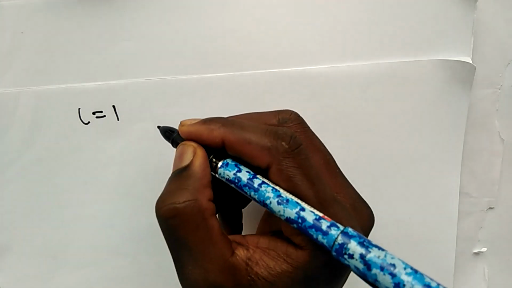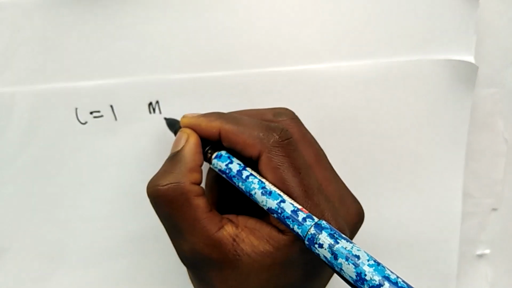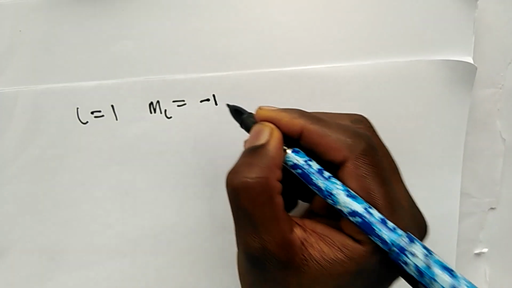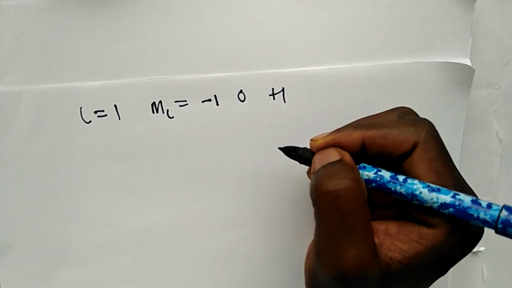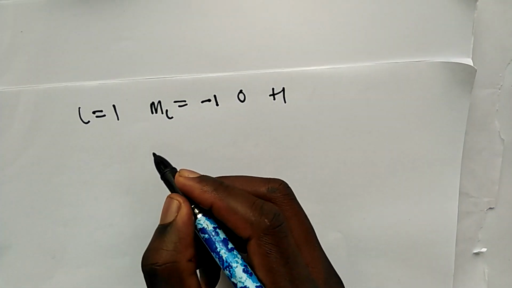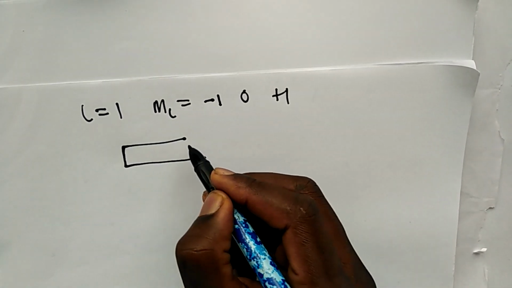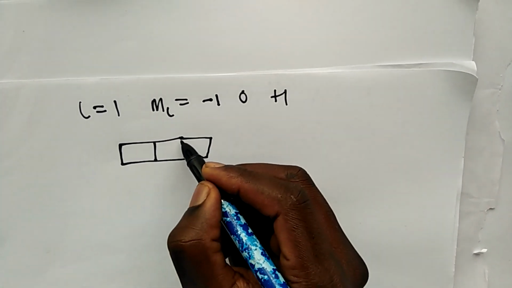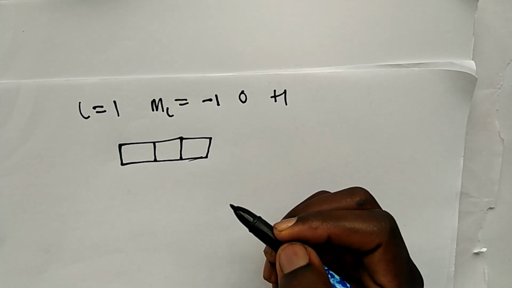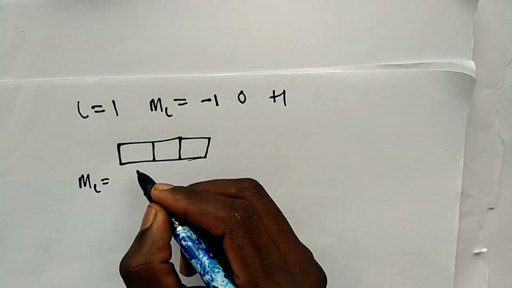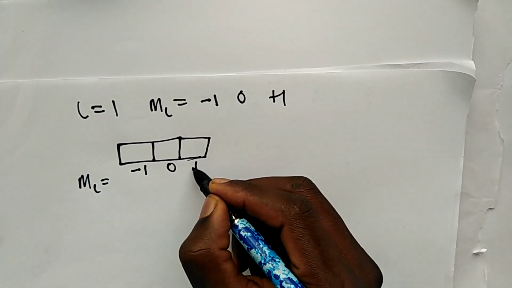So using the relationship we just discussed, let's say L is 1, ML is going to be minus 1, 0, plus 1, right? Now we have the orbital diagram. An orbital diagram is going to be like this. 1 first of all is p, and p has 3 degenerate orbitals, so we have 1, 2, 3. Therefore, for ml, we have minus 1, 0, plus 1.